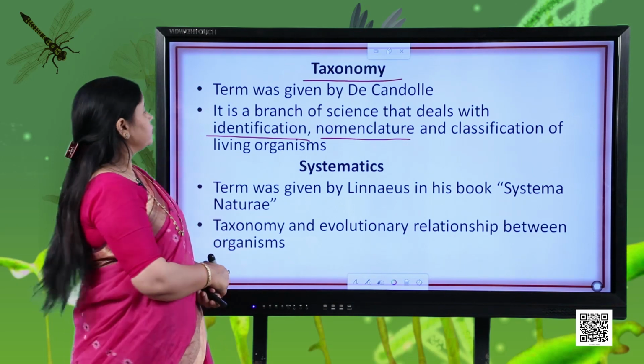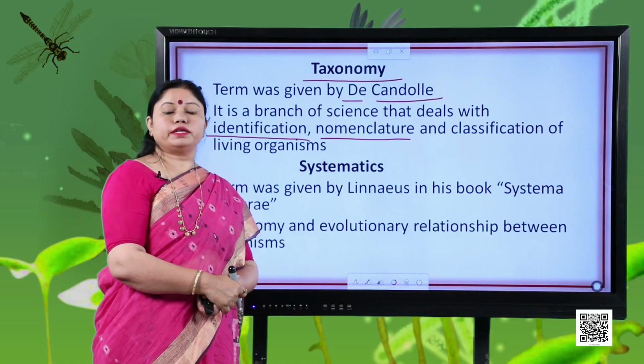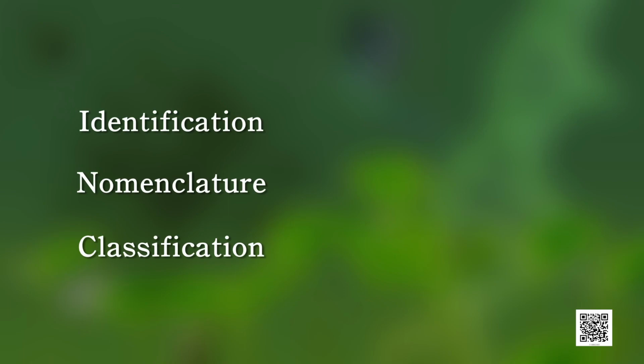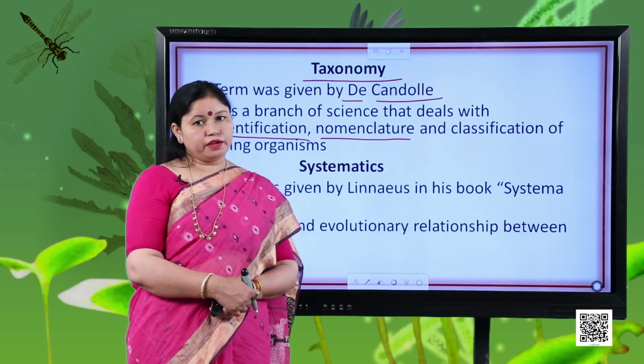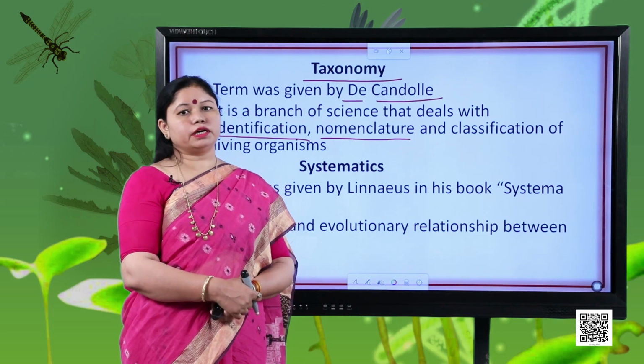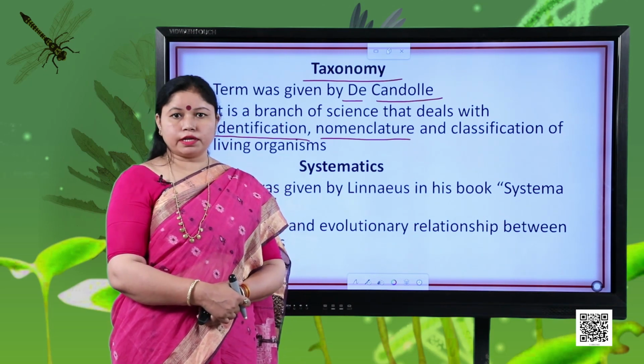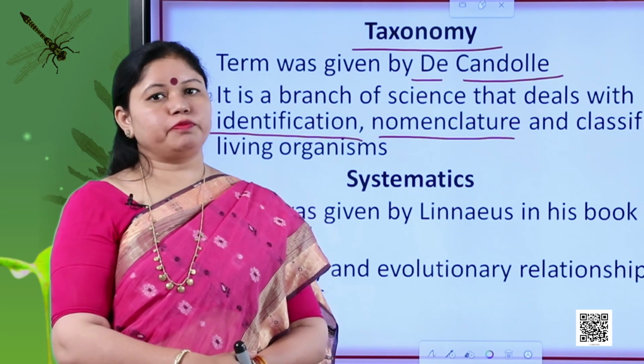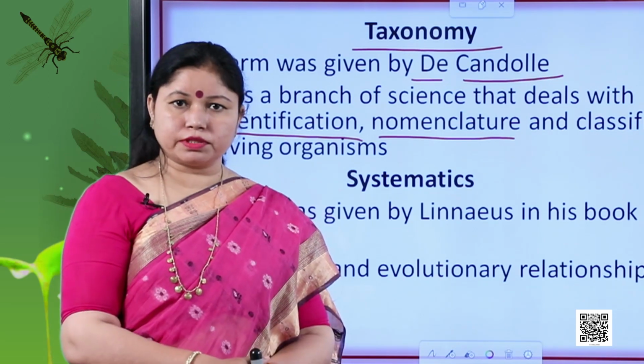The term taxonomy was given by De Candolle. When taxonomy deals with identification, nomenclature and classification, it takes into account many features like external structures, internal anatomy of an organism, cellular structure, and its relationship with various other organisms.